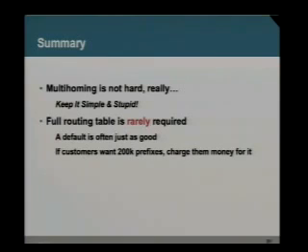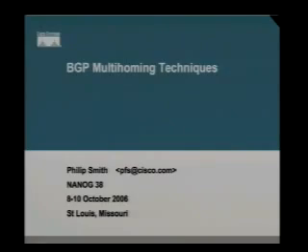Full routing table is rarely required. Default route is often just as good. If customers really want 200,000 prefixes, it was Sean Doran who said that years and years ago: if they want it, charge them money for it, especially 200,000 prefixes these days. It's not such a light proposition as it was in the early days of the internet. That is it. Hey, I finished 15 minutes before, as I was requested to.